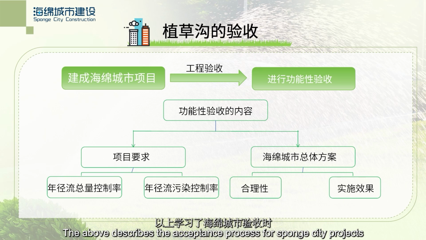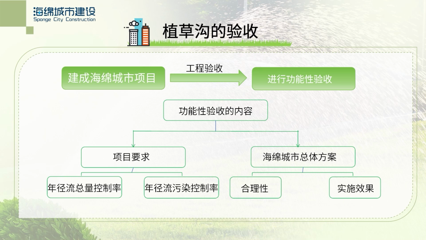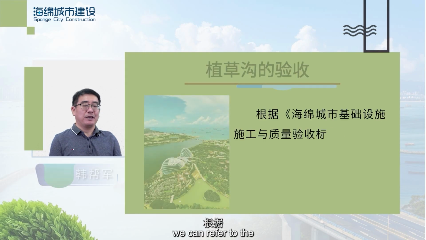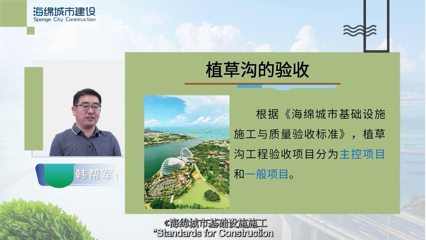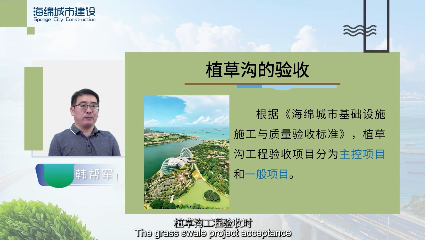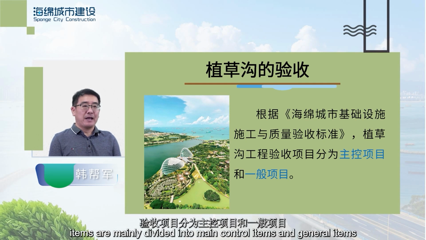The above describes the acceptance process for sponge city projects. This is divided into engineering acceptance and functional acceptance. We can refer to the standards for construction and quality acceptance of sponge city infrastructure. The grass swale project acceptance items are mainly divided into main control items and general items.